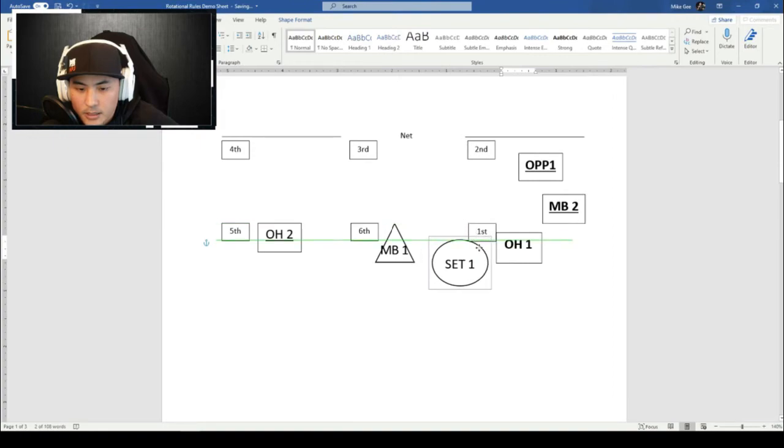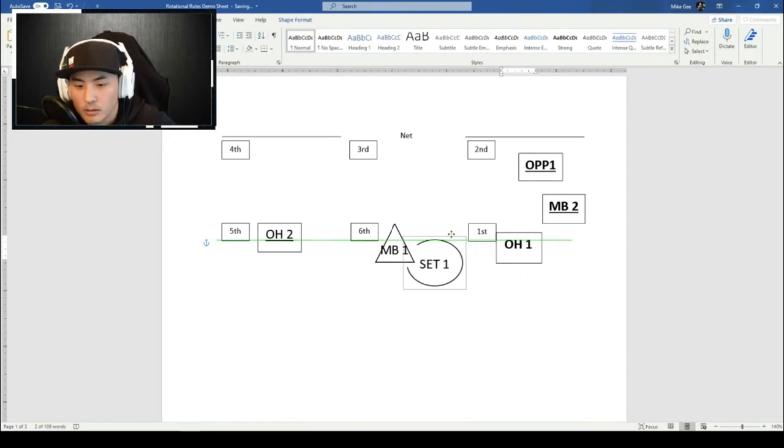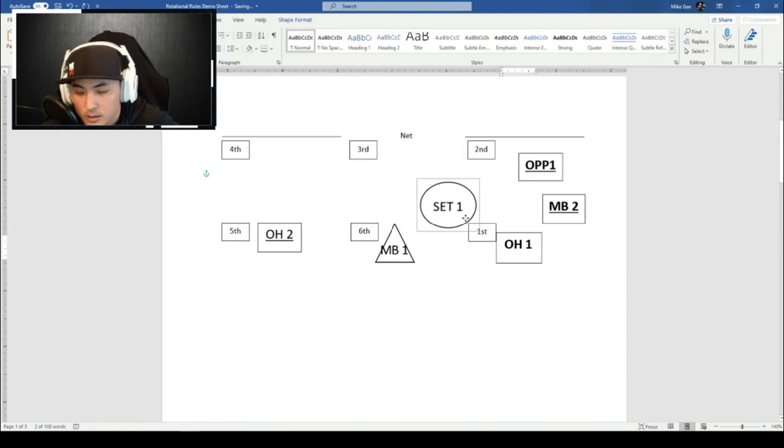This setter 1, she's the back row monkey. As you can see, she needs to be in between the triangle player, the MB1, and the player who just served in zone 1, the OH1. So she can move. She's pretty much restricted right now. If these two players stay here to pass, the setter is free to move anywhere in between these two players.